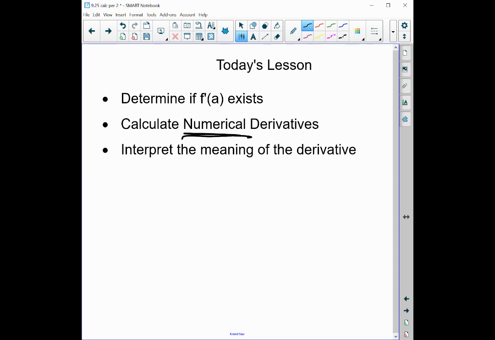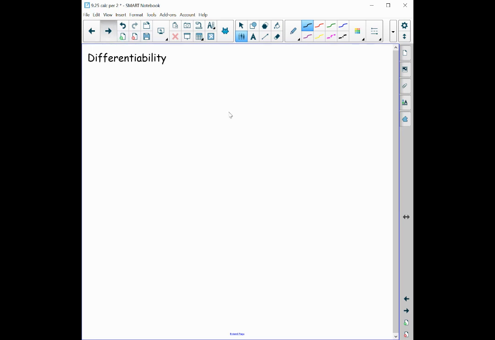And then thirdly, because calculus is based off of all the representations of functions, numerical, graphical, algebraic, and verbal, meaning stories, today we're also going to spend some time interpreting the meaning of the derivative in the context of a situation. So if I give you a situation and tell you a derivative value, could you tell me what that means for that situation? Okay, so jumping right into differentiability, let's go through what we talked about last class about what it means for something to be differentiable.